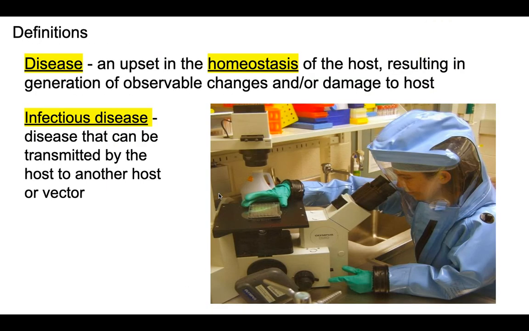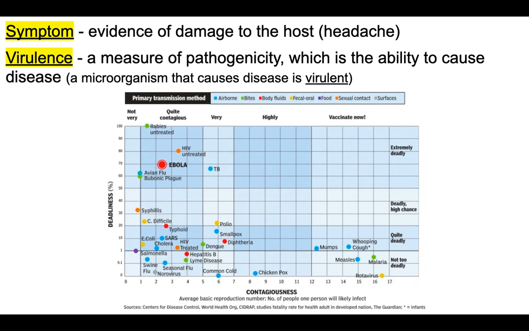So what exactly is the definition of a disease? A disease is something that's going to upset the homeostasis of the host. The host that we're going to be talking about is generally you or another person, and you're going to see some observable changes or damage to the host because of this disease. If the disease can be transmitted by the host to somebody else, we say that it's an infectious disease. How do you know you have the disease? We call those symptoms. That's the evidence of the damage to the host.